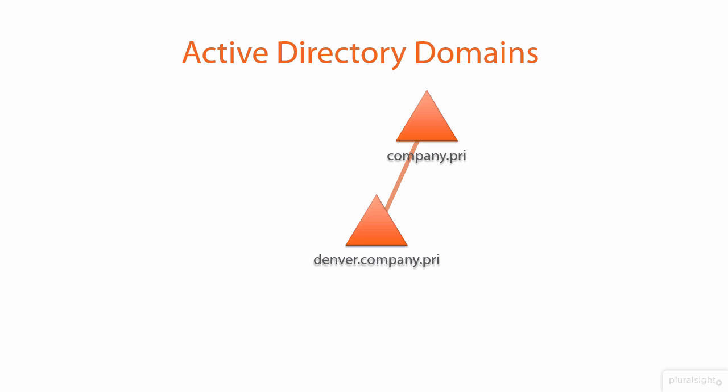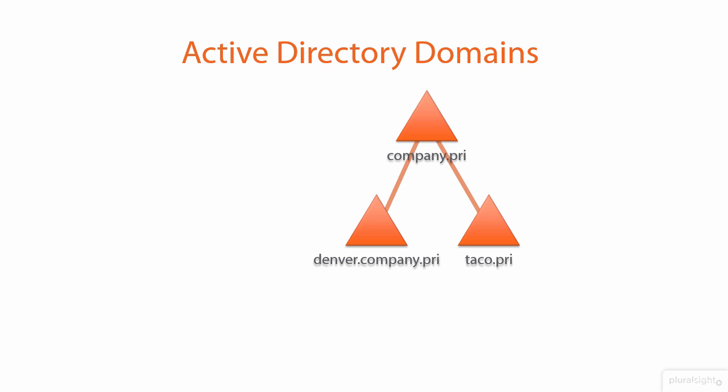Now, one thing that's important to recognize here with the connection between my company.pri domain and my Denver domain is that the two namespaces I'm looking at here, the namespace being the words company.pri, are what we call contiguous, meaning that denver.company.pri is effectively a subset of company.pri. Now, in the oldest of days, it was necessary for us to maintain a contiguous namespace between any domains that were connected together into a single forest. But these days, it's actually possible to create non-contiguous namespaces as well.